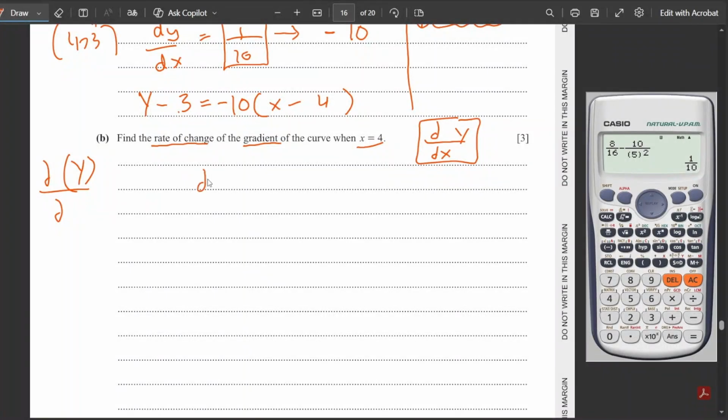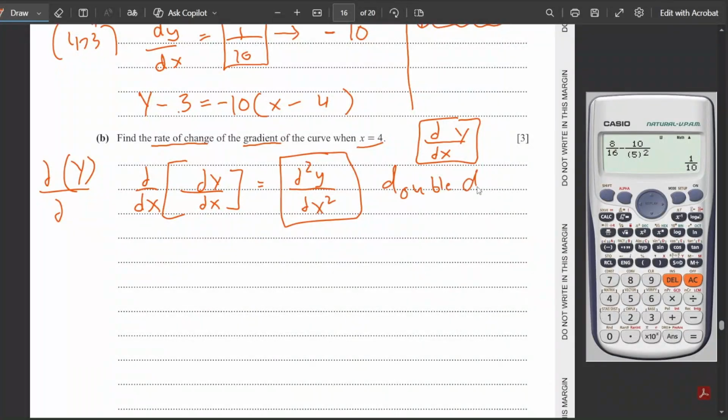So similarly, if you have dy by dx and you apply d by dx to it, what does this become? It becomes d times d, which is d squared y over dx times dx, which is dx squared. Does this look similar? This is the double derivative. So what they basically said is a fancy way of saying find the double derivative.